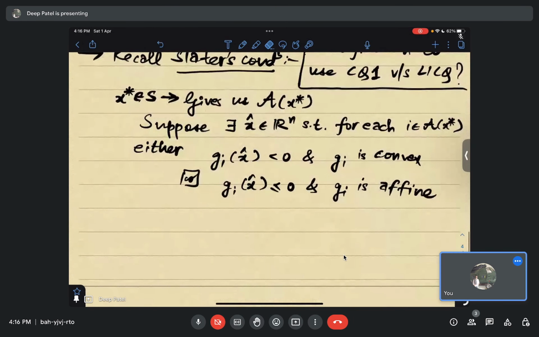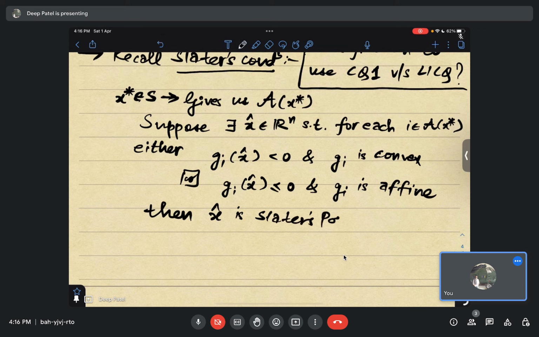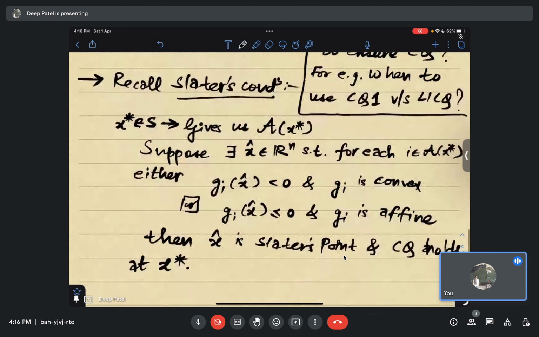Right. So then x hat is the Slater's point, and the constraint qualification holds at x star. So x star, where is it coming from? So x star is actually the point we are interested in. Yeah, the point in question, right? Yeah, that will give us the set of active constraints. For those active constraints, we just hope that there is at least some point.